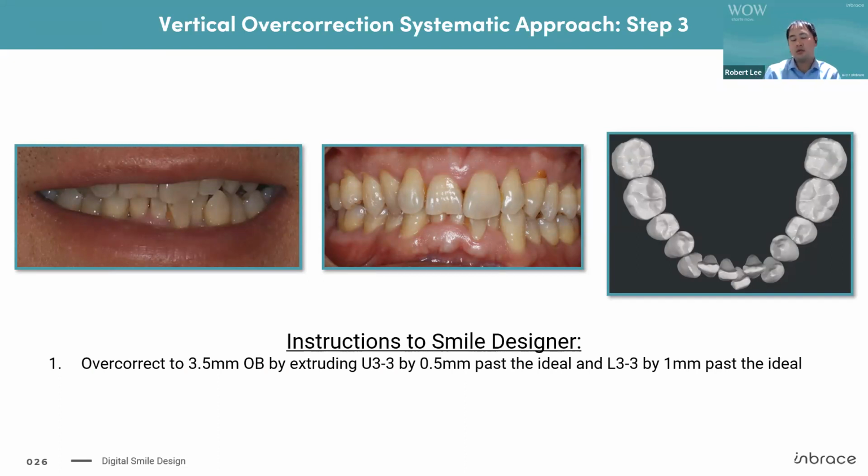And so, again, I always emphasize just overcorrecting in the right direction. You could have overcorrected this to a 3 millimeter overbite, 3.5 millimeter overbite, 4 millimeter overbite. It doesn't really matter as long as you're going in the proper direction. And so in this case, as we're overcorrecting towards a deep bite, that's the most important thing.